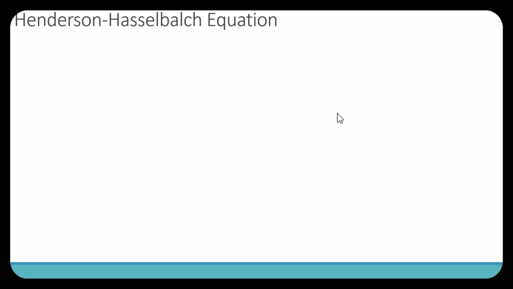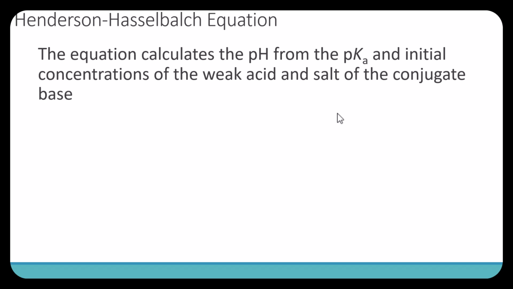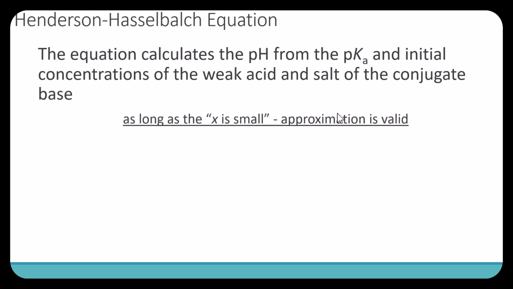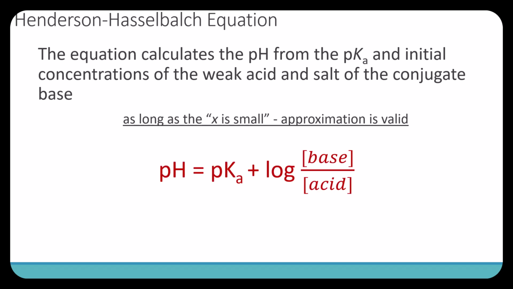Essentially, this is just a rearrangement of that Ka equation. If you'd like me to derive it for you, I can do that, or you can just take my word for it. So the Henderson-Hasselbalch equation calculates the pH from pKa and initial concentrations of our buffer. Okay, so if we know pKa and we know initial concentrations of our buffer, we can use the Henderson-Hasselbalch equation. We also have to assume x is small is valid. It is.